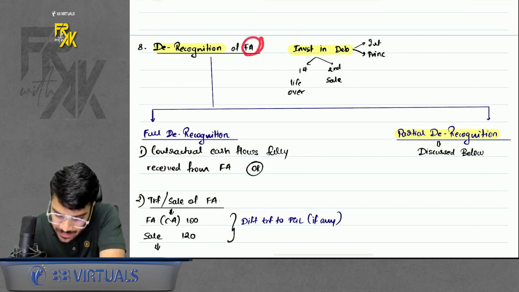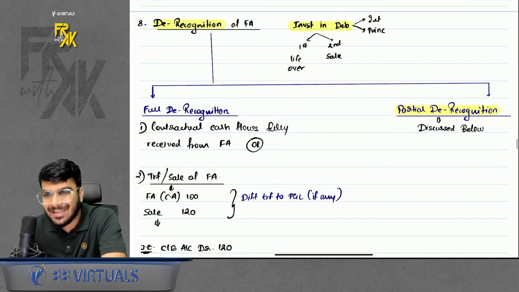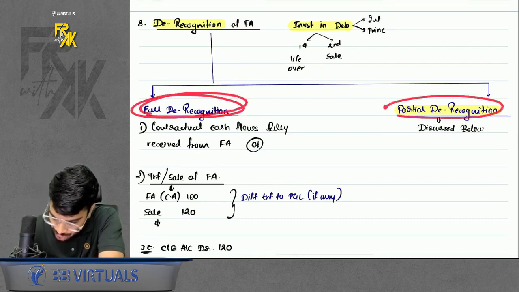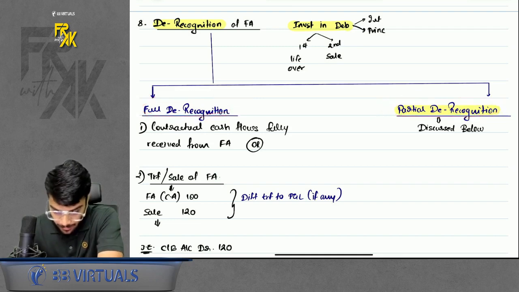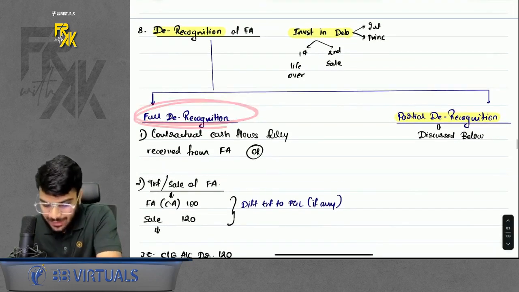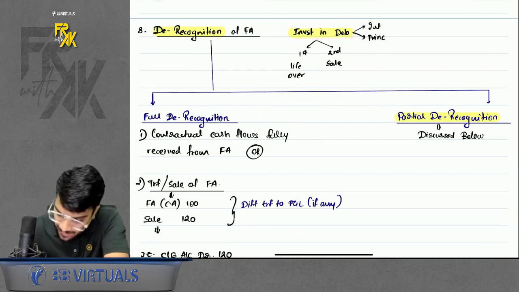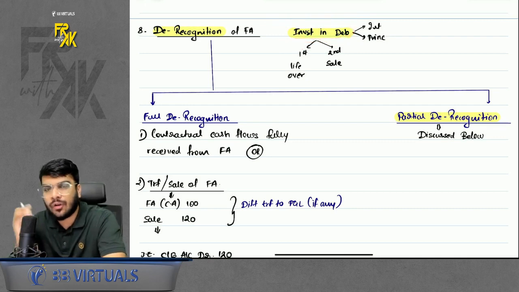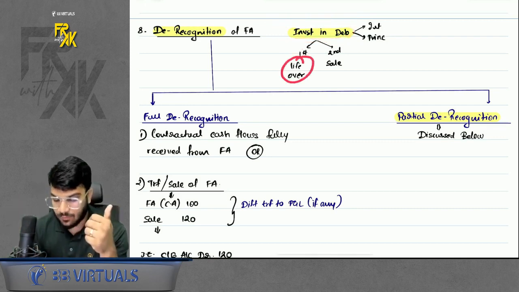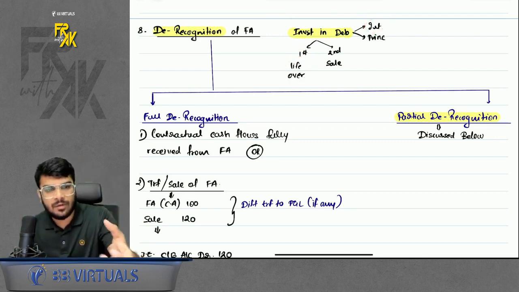So when will a financial asset be removed out of your books? There are 2 types of derecognition discussed here: full derecognition and partial derecognition. Full derecognition is very simple. Let's suppose I have a financial asset in the name of investment in debentures. When will I remove this investment in debentures out of my books? In 2 circumstances. First, when the life is over. What is the meaning of life is over? For example, you were supposed to receive interest, and you have received all the interest payments.